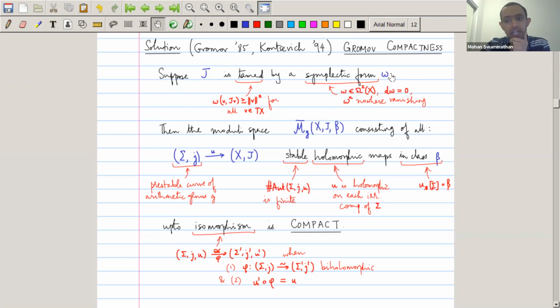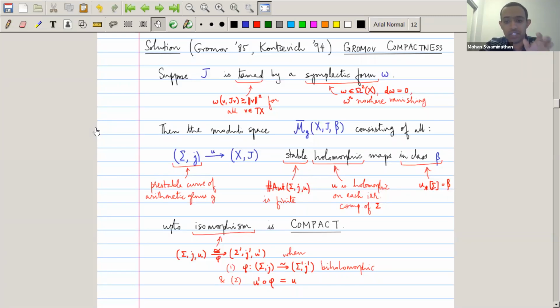So we say that omega tames the almost complex structure J if omega of v comma Jv is positive for every tangent vector v. So that's this condition that I've written here. I've written it as omega of v comma Jv is bigger than or equal to a constant times the norm of v squared, which is the same thing. So then we consider the following moduli space.